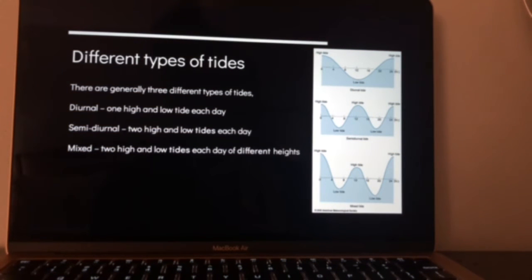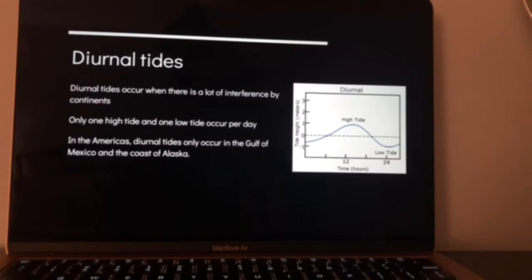So there's 3 different types of tides, and they're seen as the diurnal, which is 1 high and 1 low tide each day, semidiurnal, which is 2 high and 2 low tides each day, and mixed, which are 2 high and 2 low tides each day of different heights. Diurnal tides occur when there is a lot of interference by continents. Only 1 high tide and 1 low tide occur per day. In the Americas, diurnal tides only occur in the Gulf of Mexico and the coast of Alaska.